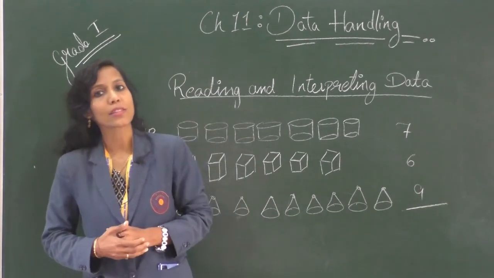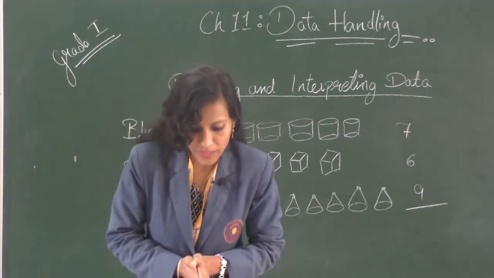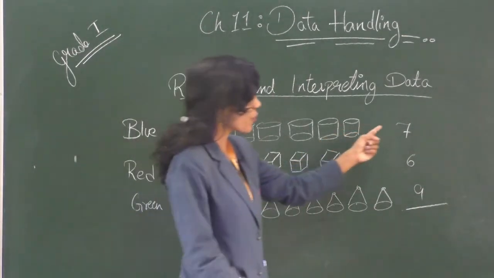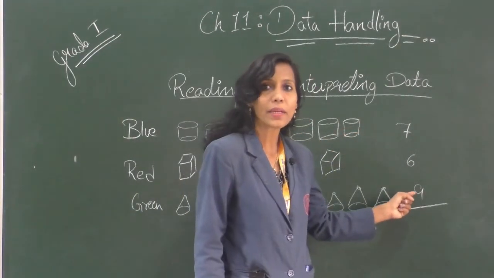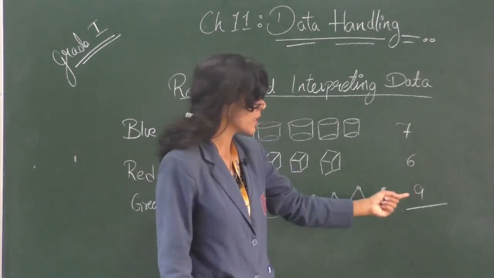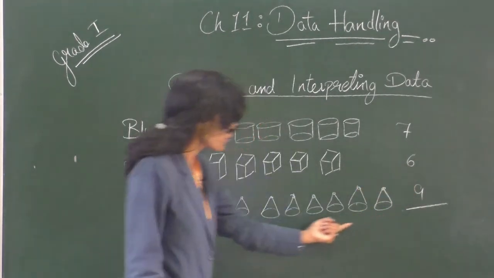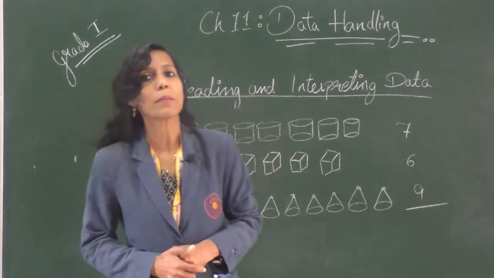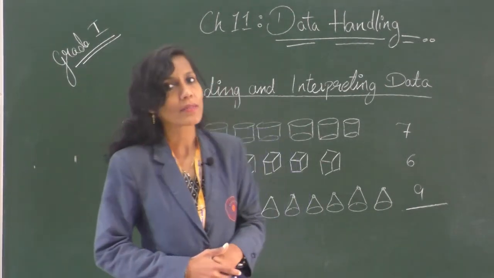Now if I ask you, which beads are more in number? If you look here, you see the number 9, which is the biggest number in these 3. So 9 goes for green. So green beads are more in number.